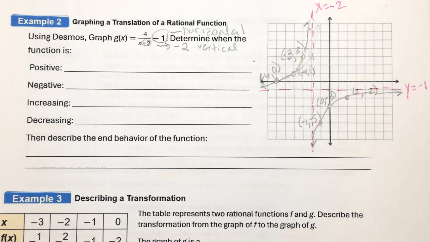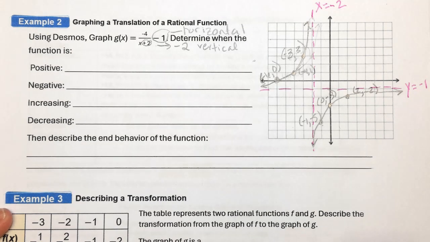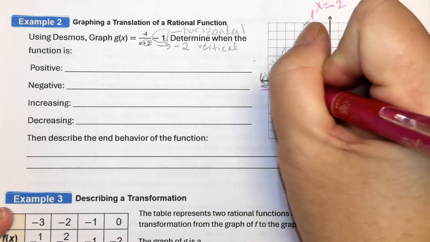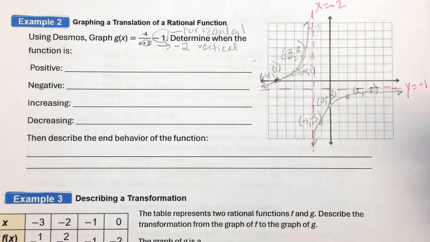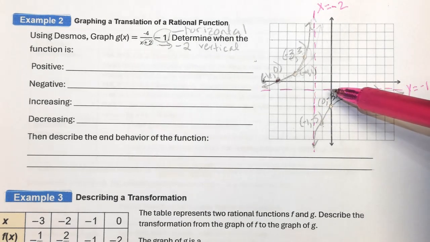All right, but they want us to answer these key features, and by now we should be able to start answering some of this. Let's start with positive and negative. So again, your positive and negative is determined by the x-intercepts. So we have one x-intercept right here at -6. And the vertical asymptote is -2. The horizontal asymptote, remember, is -1.